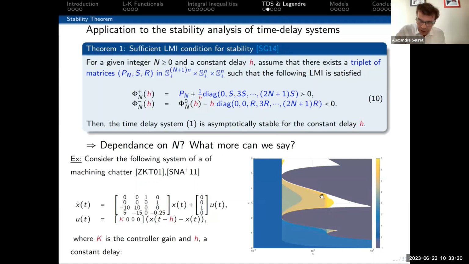You may also see that the curve here is not really regular compared to the previous order, and this is related to the computational complexity of the problem, because for n equals 7, the LMI problem starts to be complicated.